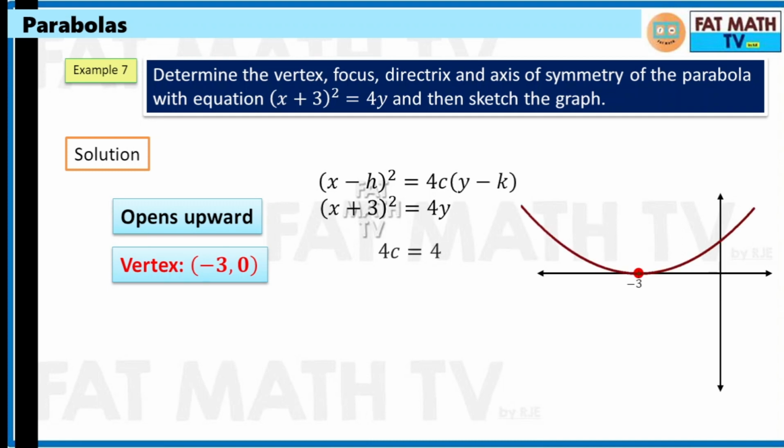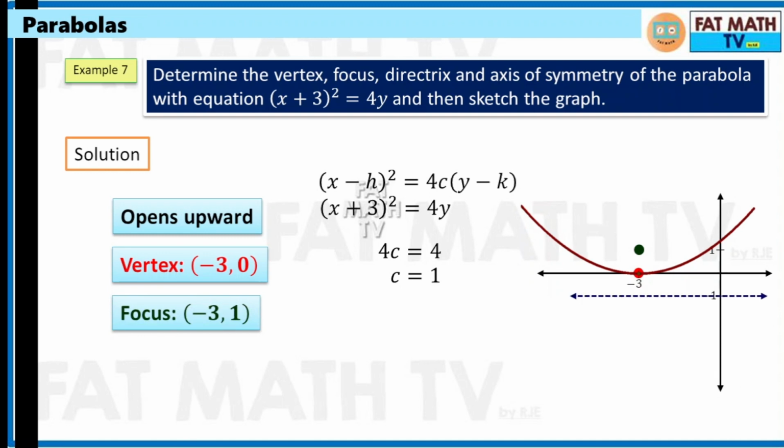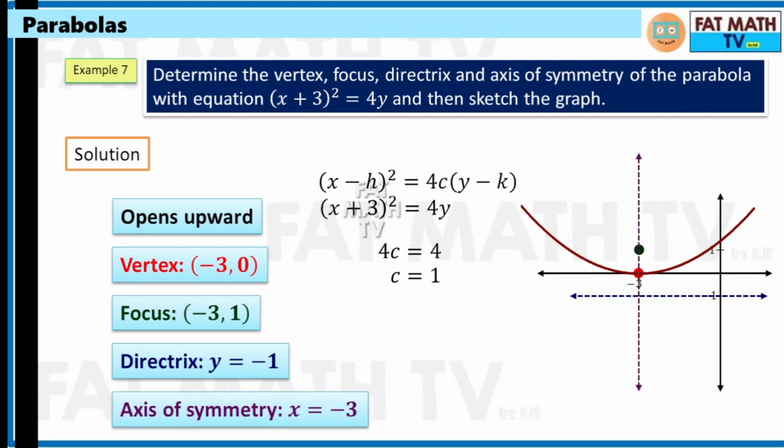And solve for c. 4c is 4, so c is 4 over 4, that is 1. So 1 unit above (-3, 0) is the focus (-3, 1). And 1 unit below that, you will have the directrix y = -1. And the axis of symmetry is x = -3.